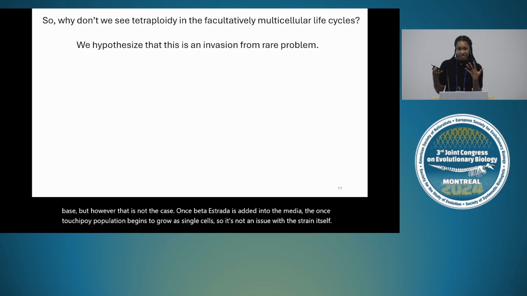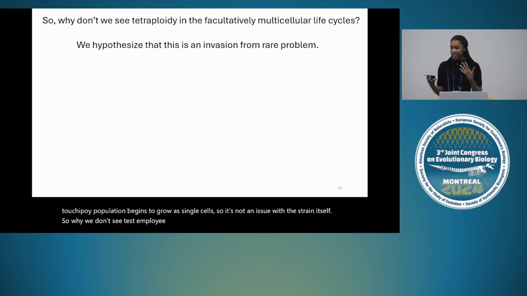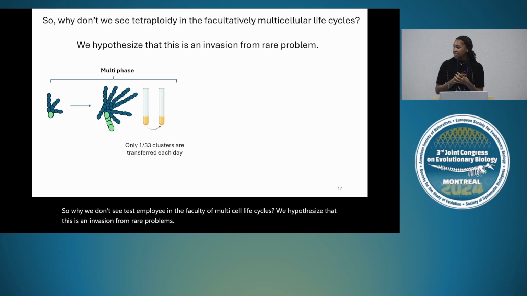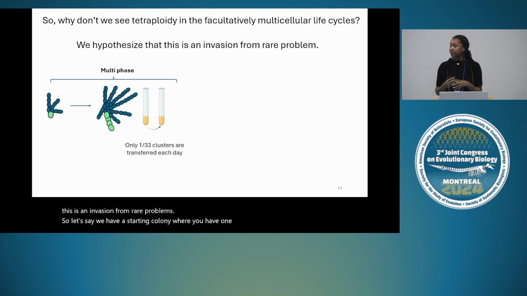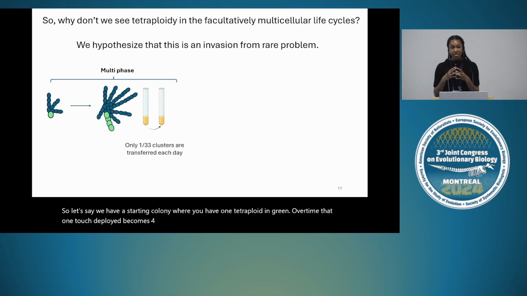So why don't we see tetraploidy in the facultative multicellular life cycles? We hypothesize that this is an invasion from rare problem. Let's say we have a starting colony where you have one tetraploid in green. Over time, that one tetraploid becomes 4 tetraploids, but it's still the same cluster, so it's formed clonally.